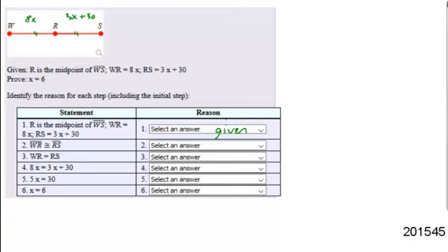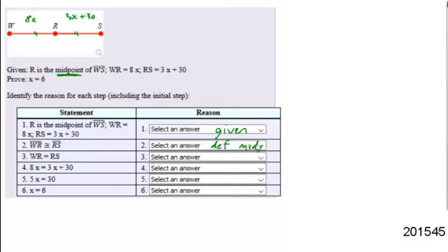my diagram. And now, when I move to my second statement here, WR is congruent to RS. And now, I notice I have that marked up here, but what was it that allowed me to mark that here? I used what word? Midpoint. I was told that R is the midpoint, meaning it divides that segment into two congruent pieces. So that is definition of.